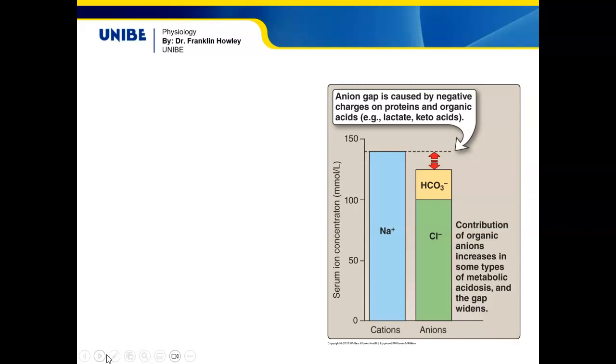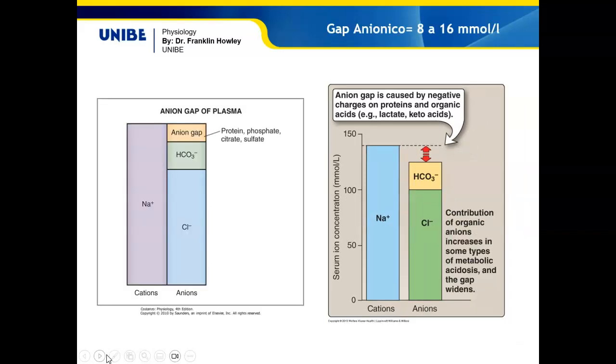And this anion gap can increase in some metabolic acidosis, only in that condition, when we're losing bicarbonate but gaining a new compound, an organic anion, that will increase the acid. Okay.